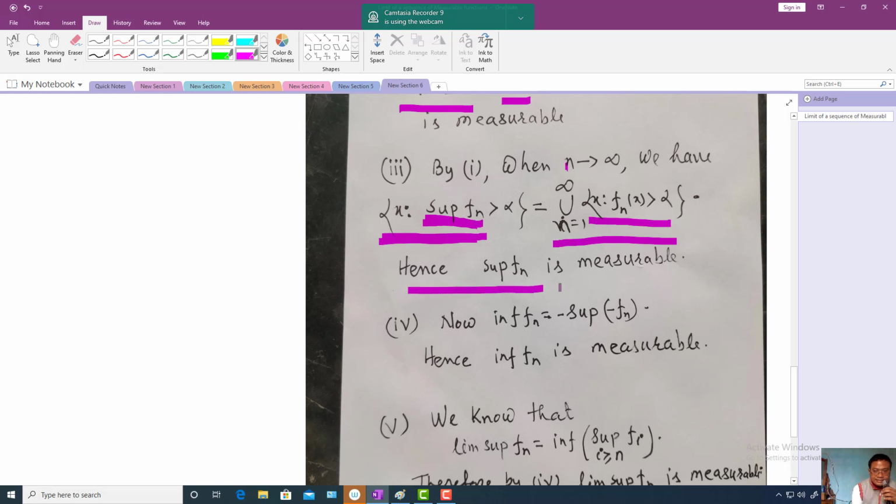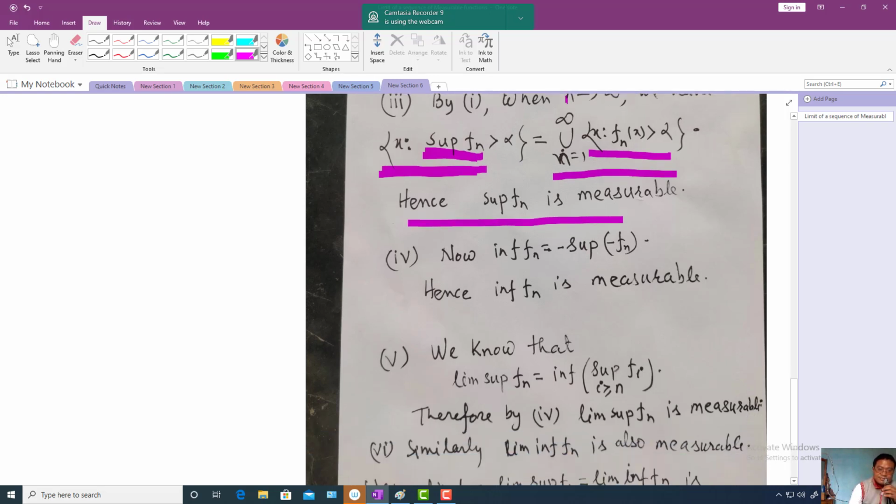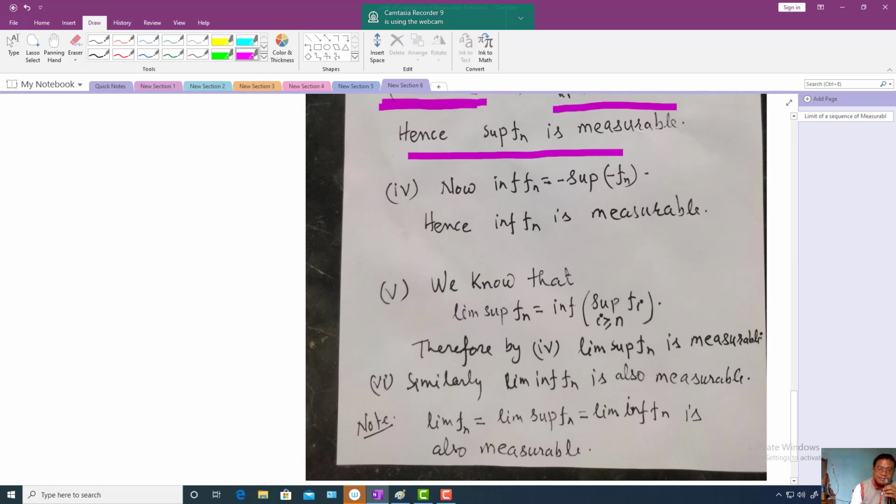Okay, so this is measurable. Next, again same, number 4, infimum of fn is equal to what? Infimum fn is equal to minus of supremum of minus fn. Just in case 2, you have a sequence of functions f1, f2, f3, you multiply that by minus 1, no? Then you have another sequence of measurable functions.